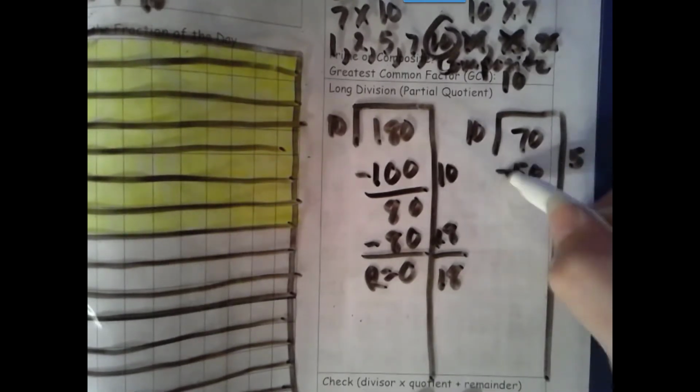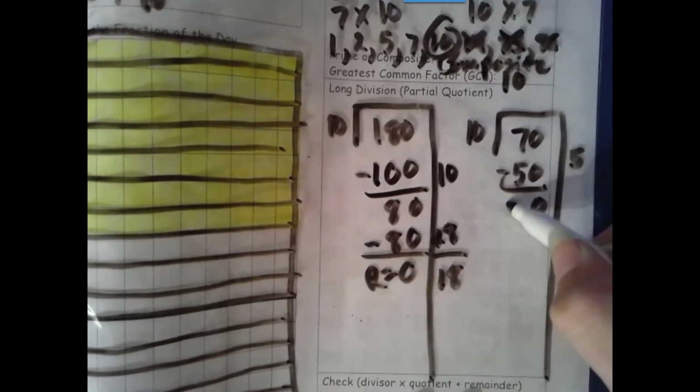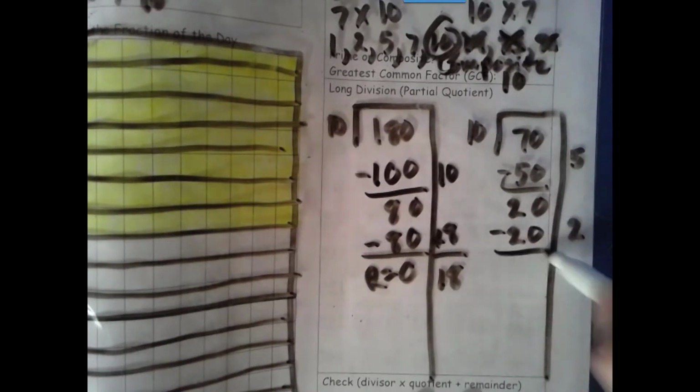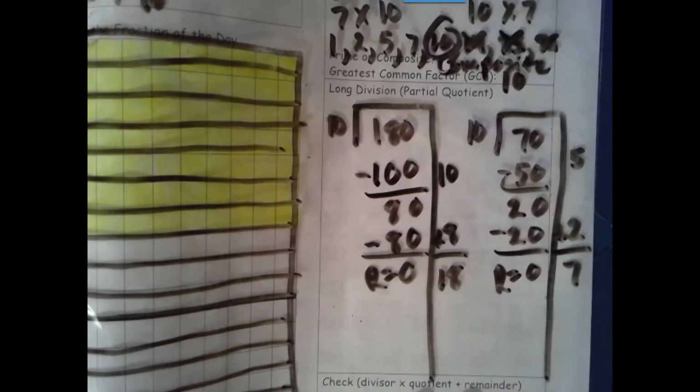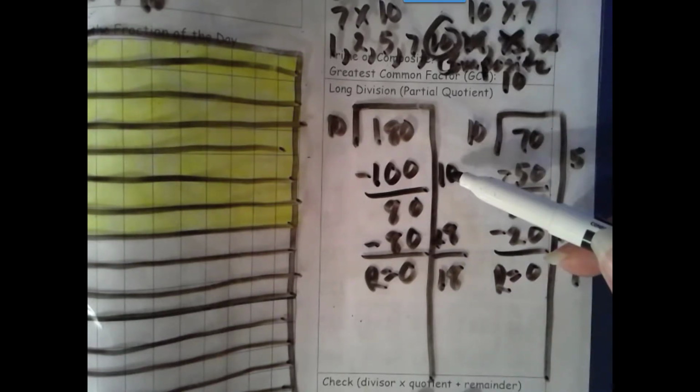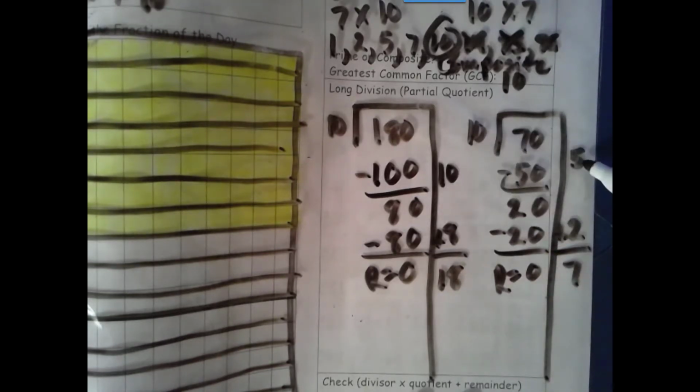Here, let's see, 5 times 10 is 50. Numbers the same, zeros the game, more on top, no need to stop. 2 times 10 is 20. Numbers the same, zeros the game. Add our partial quotients. 5 plus 2 is 7. Now you may have already figured out that 18 times 10 is 180 and 7 times 10 is 70, and that way you got to the answer more quickly. But I just want you to see that there's more than one way to get to the right answer.